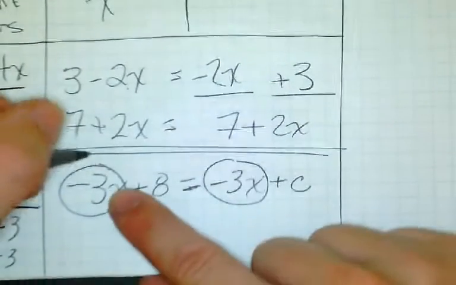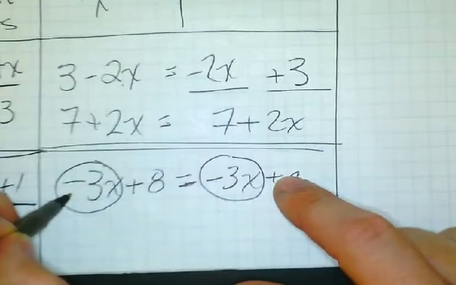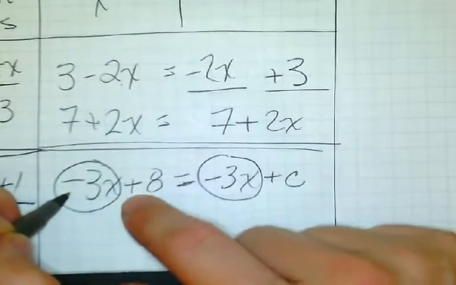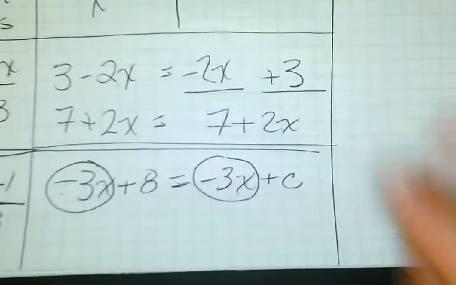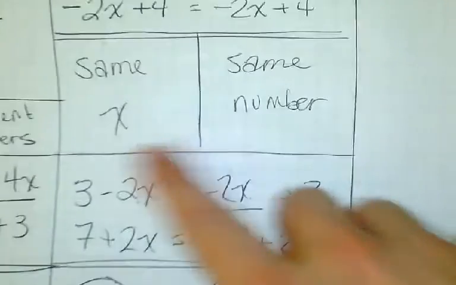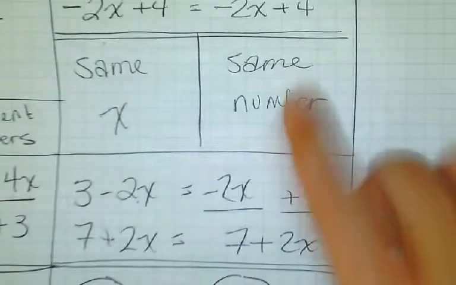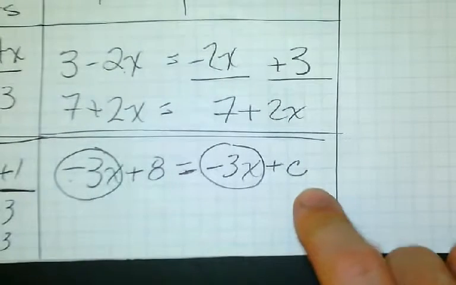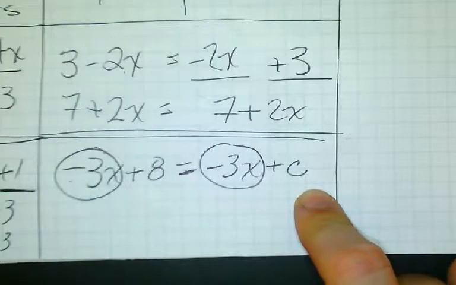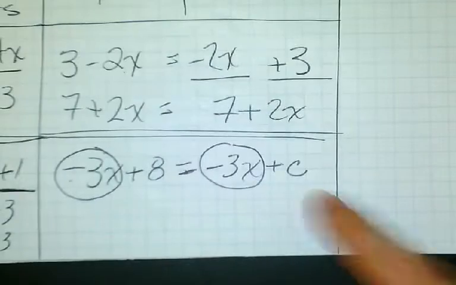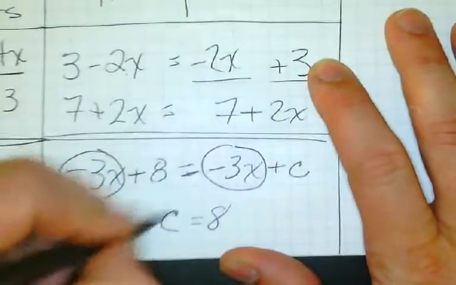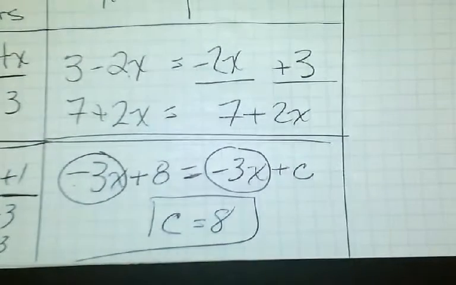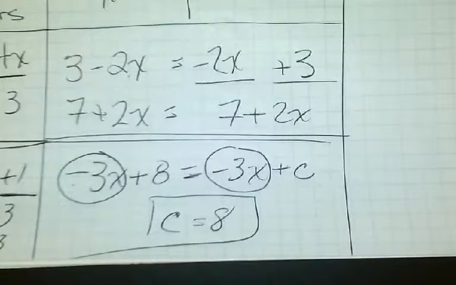Okay, so we know that our x's are the same. Alyssa, what did you think about C? What does C have to equal here? Because we know the x's are the same, what do we know about the numbers? They're the same. So what is C going to equal here? 8. Yeah, it has to be. That's the only number it could equal for it to be an infinite solution. Good.